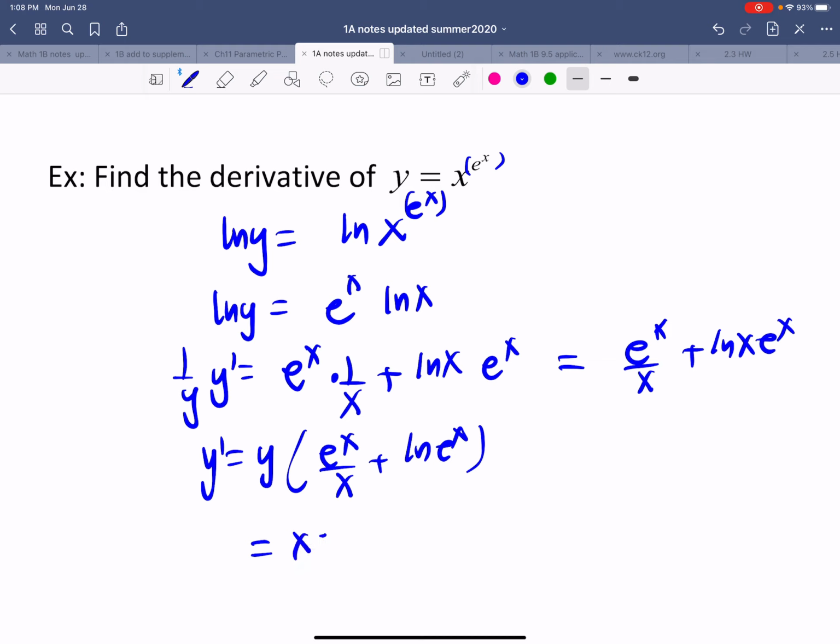Y was x e raised to the power x. Give myself a little more room here. Y prime turns out to be x e to the power x times e to the power x over x plus natural log of x e to the power x. And that is my derivative in this case. I could go ahead and distribute. I don't know if that's going to make it any simpler or not. I'm just going to leave it at this point.